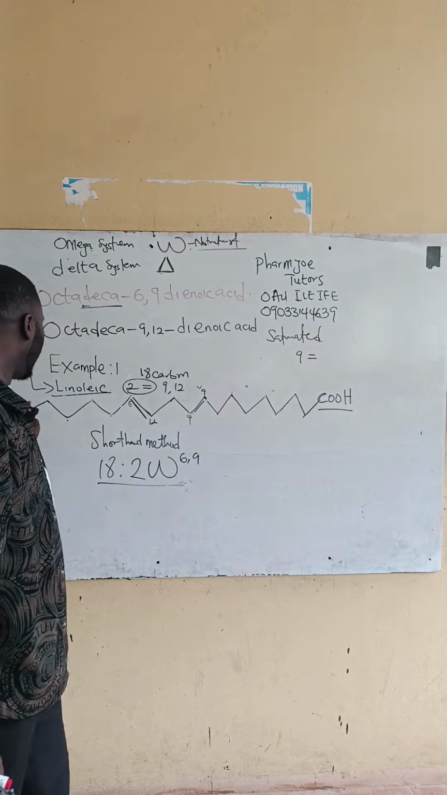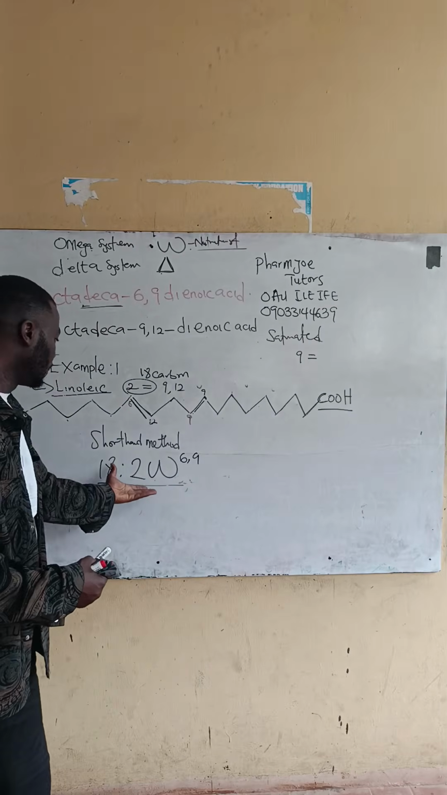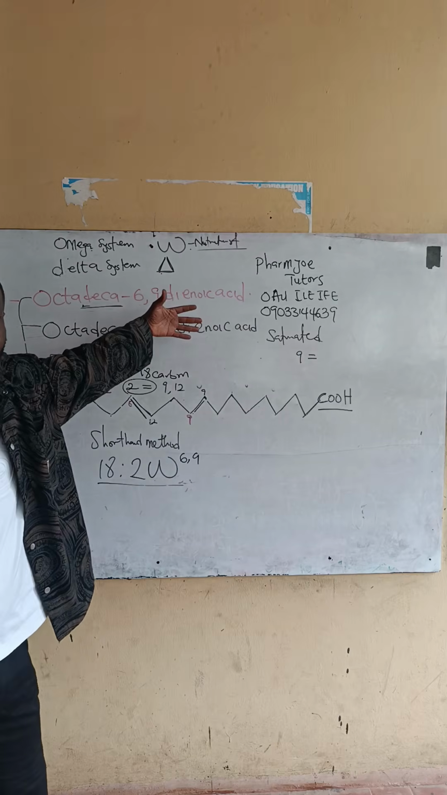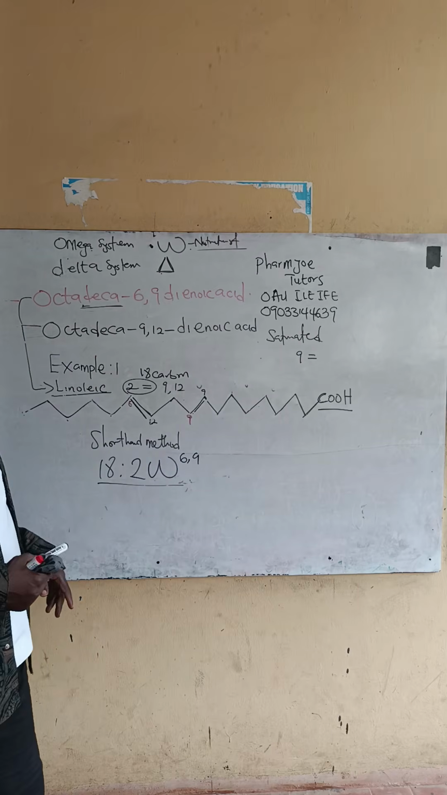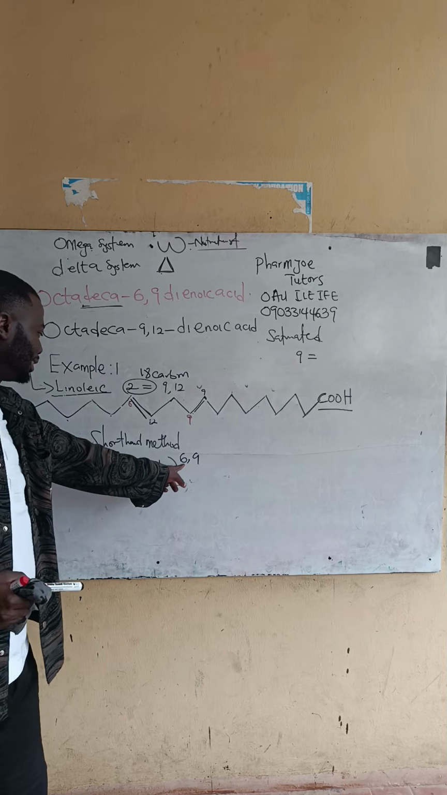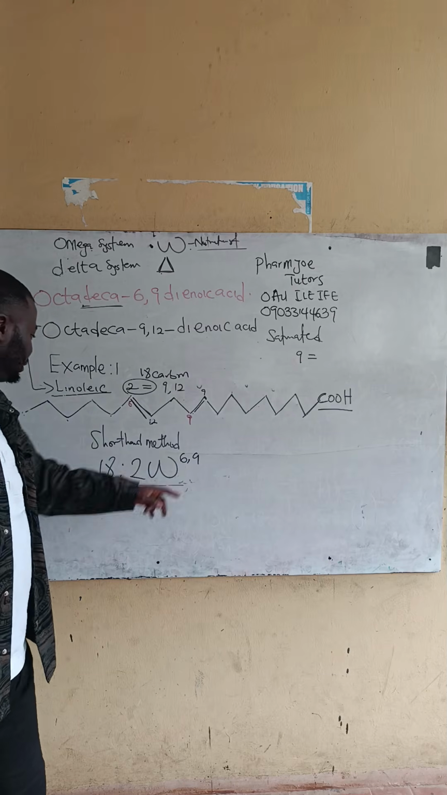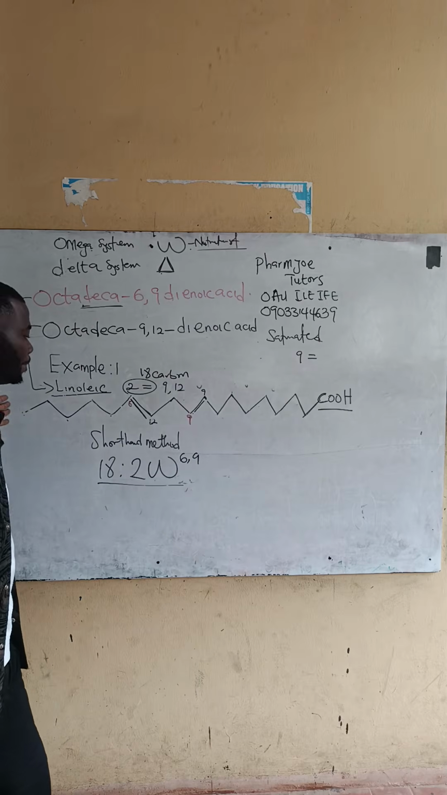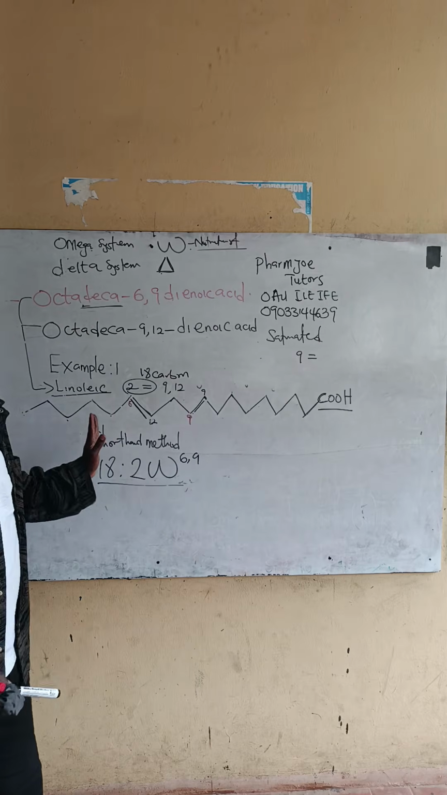Omega means I'll start counting from the back. So if I want to draw it, I would have known that after writing my longest 18-carbon chain, I will know that it has two double bonds. Then this means that one of the double bonds is in position number 6, the other one is in position number 9, if I count from the back. I think that is clear.